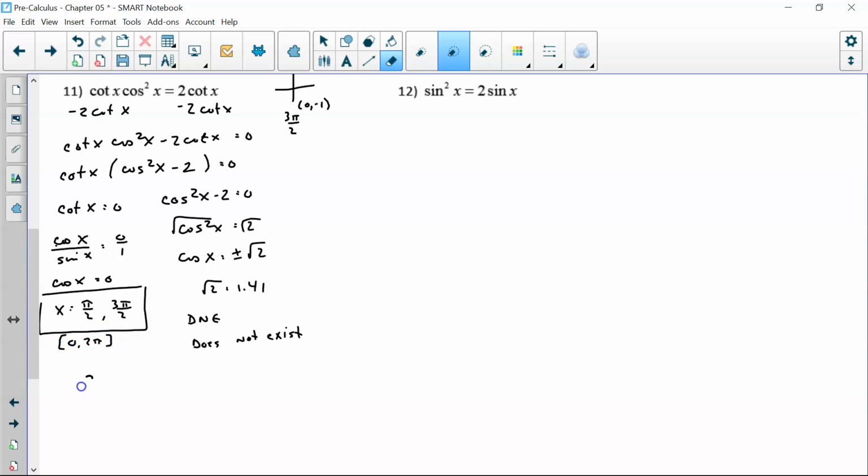Now, our general form for that would be x equals pi over 2. Those are both pi apart, so plus n pi. That would give us every single solution.